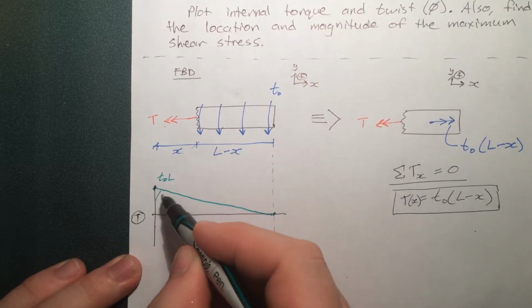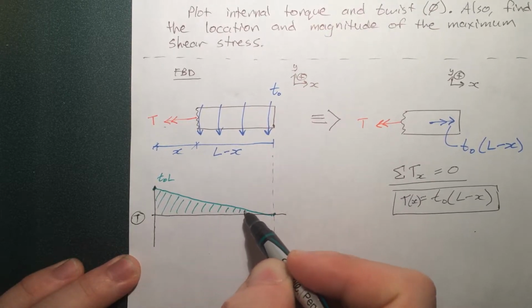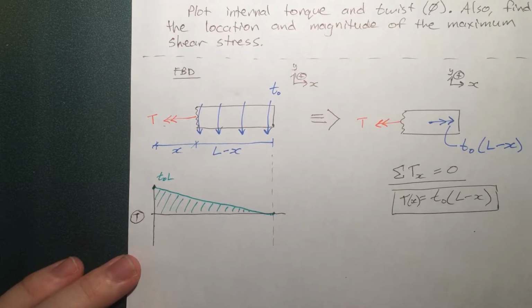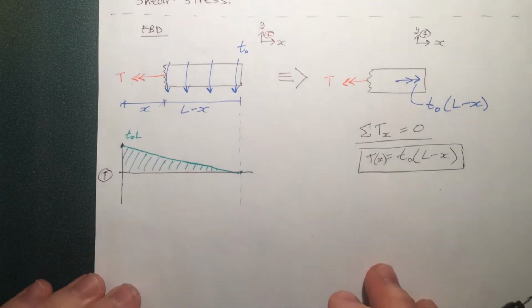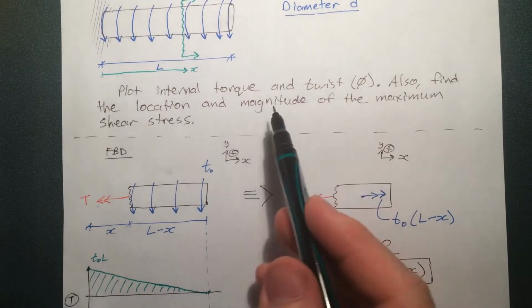Simply just connect those two. Okay, so there's the distribution of the internal torque. Now let's move along to finding the twist.